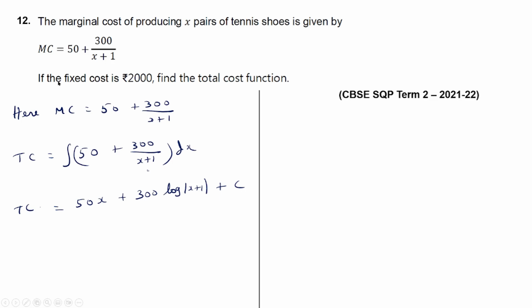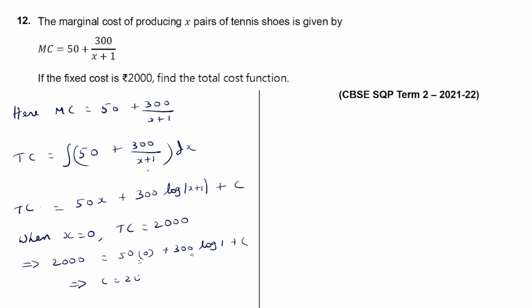Additional information which is given is fixed cost is 2000. That is when the level of output is 0. When x is equal to 0, the total cost is 2000. This implies 2000 equal to 50 into 0 plus 300 log 0 plus 1 is log 1 plus C. So this is 0, this is 0. From this we get C as 2000. Therefore, total cost equal to 50x plus 300 log mod x plus 1 plus 2000.